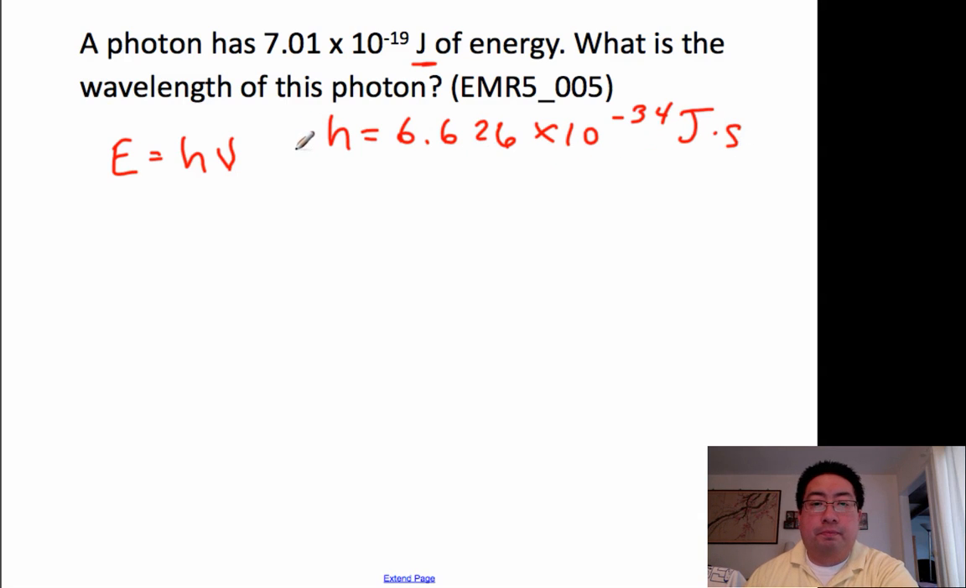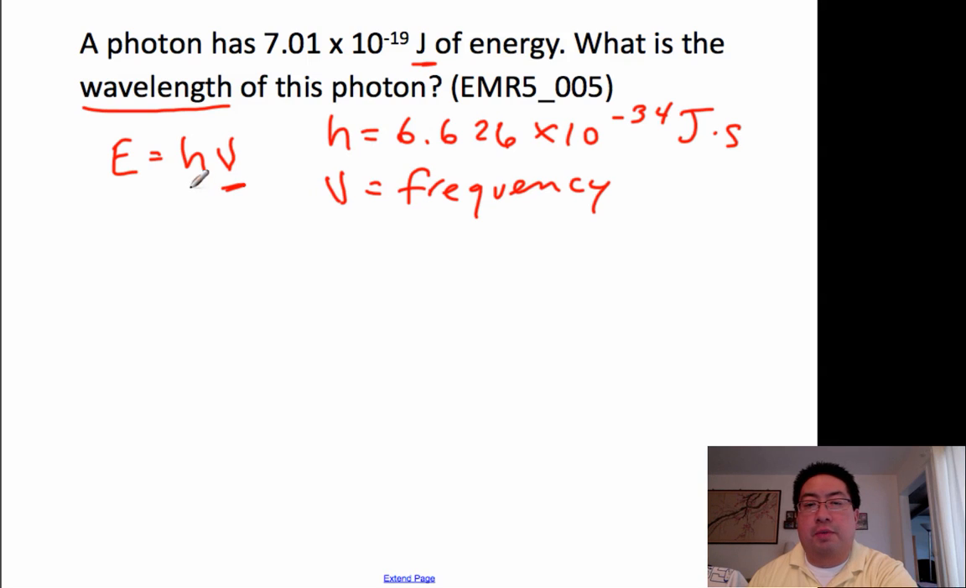So what we're going to do here is we're going to use this equation. We already have the energy. We have Planck's constant. We're going to solve for nu. Now remember, nu is equal to frequency. But we want wavelength. So we're going to use Planck's equation first to solve for frequency, and then once we have frequency, we can use our other wave equation to solve for the wavelength. So does that make sense? I don't know why I'm asking. You guys can't answer anyway.